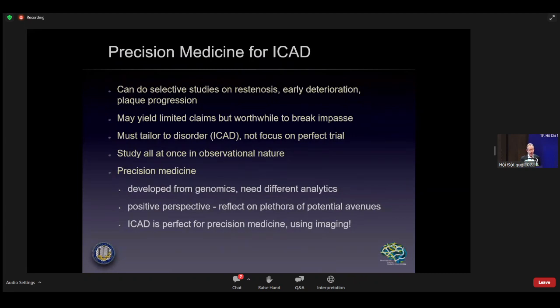So we can do selective studies, but we can also study a lot of these things in many different settings. So the good news is that there's a lot to study. There's a tremendous amount and an impetus or an encouragement to study ICAD. It's ripe, as I hope I've demonstrated to you, for precision medicine. And there are a lot of different ways to study this, particularly using imaging approaches.